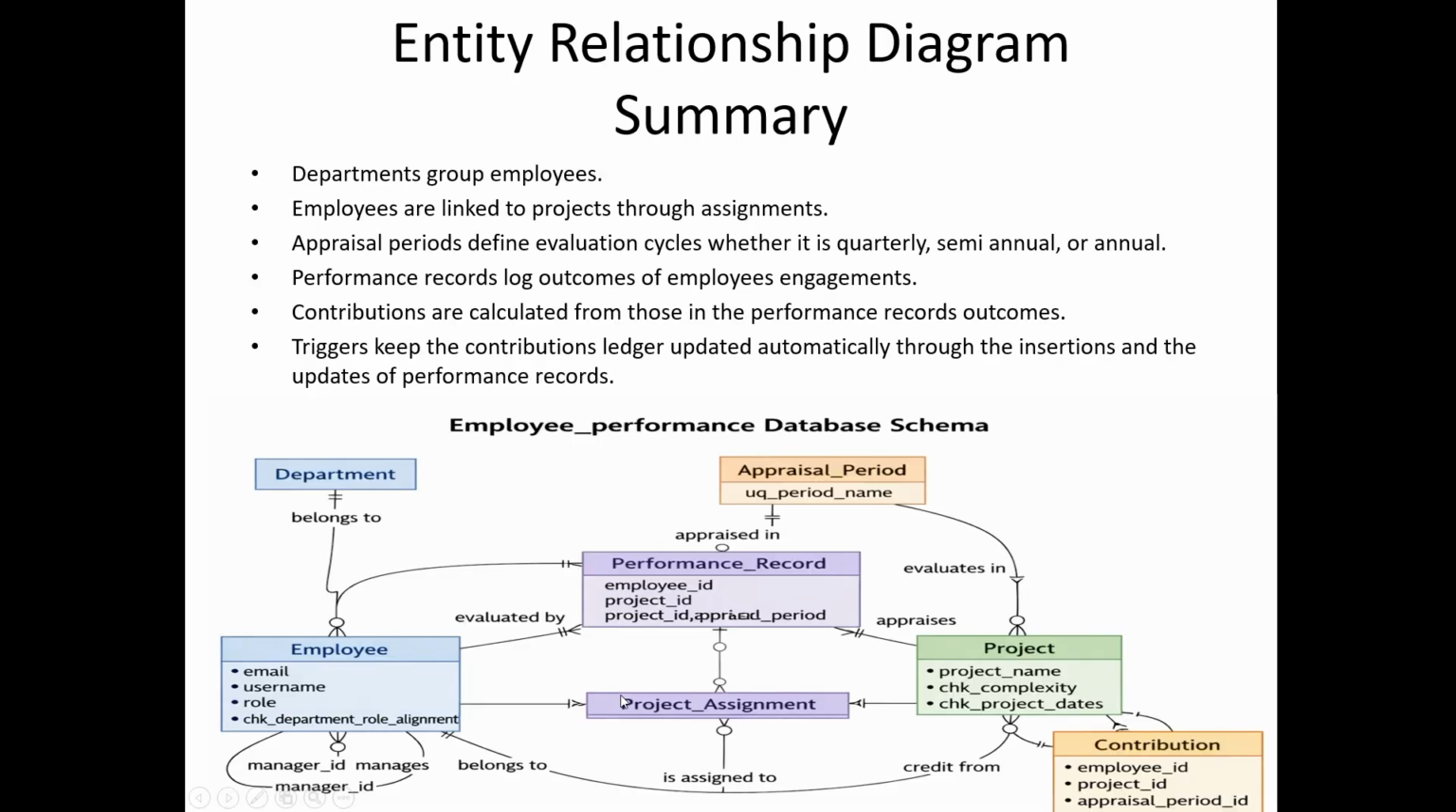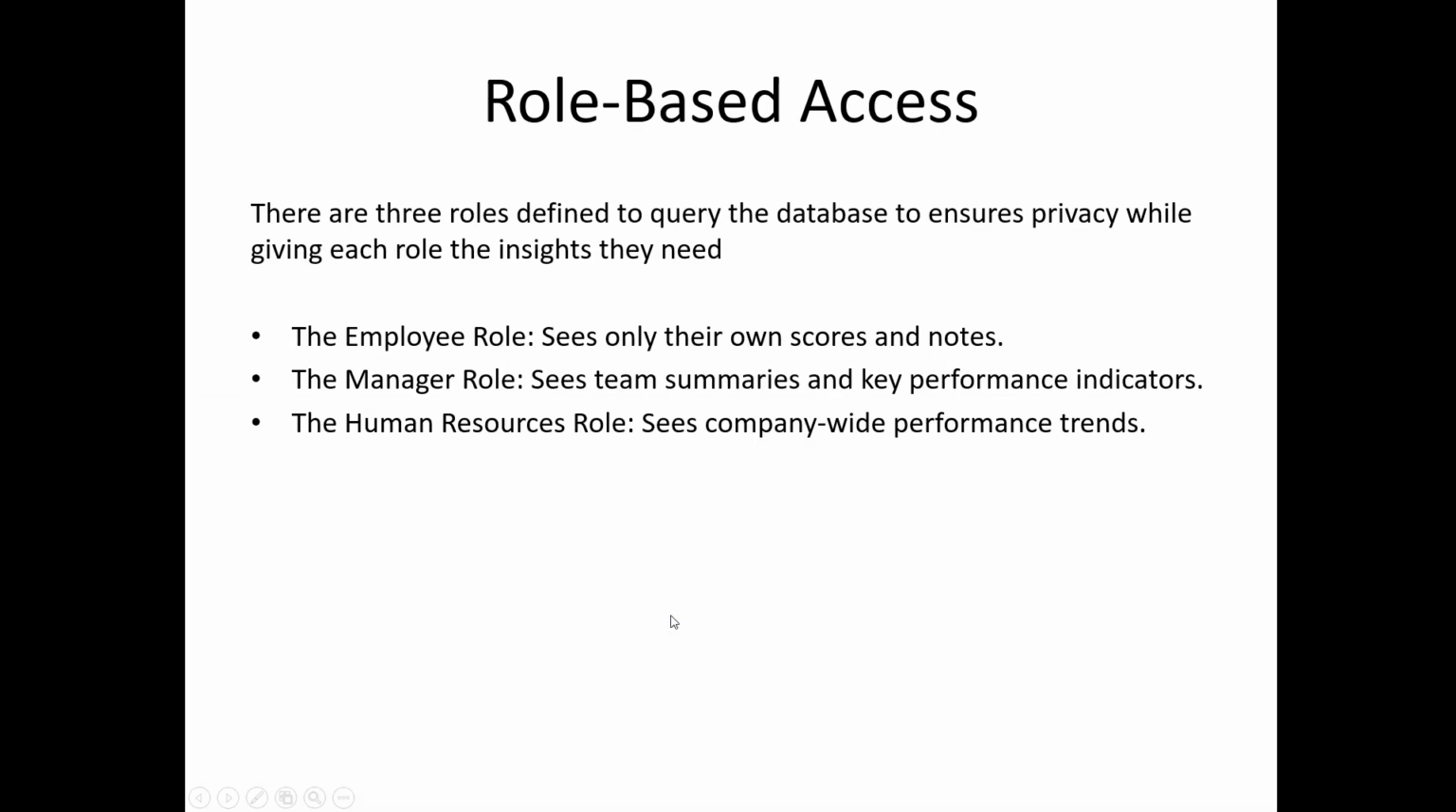Following is an overview of the employee performance database entity relationship diagram. Departments group employees. Employees are linked to projects through assignments. Appraisal periods define evaluation cycles, whether it is quarterly, semi-annual, or annual. Performance records log outcomes of employees' engagements. Contributions are calculated from those performance record outcomes. Triggers keep the contributions ledger updated automatically through the insertions and updates of performance records.